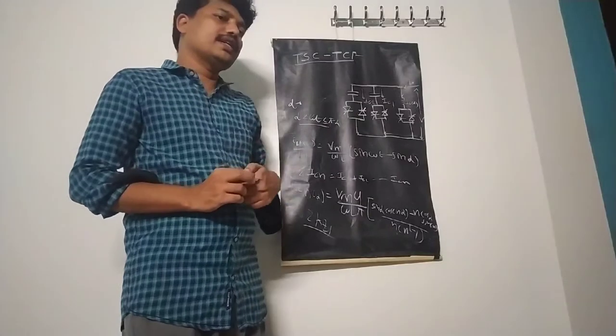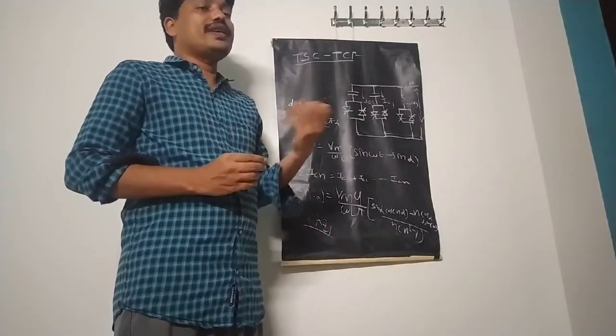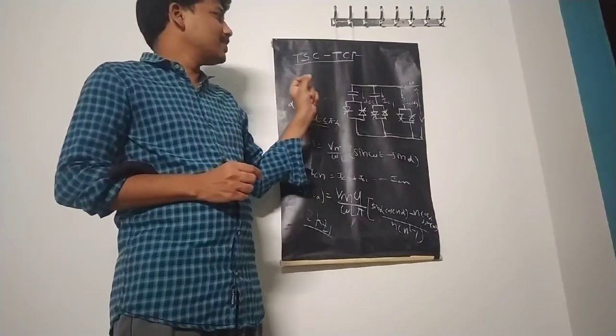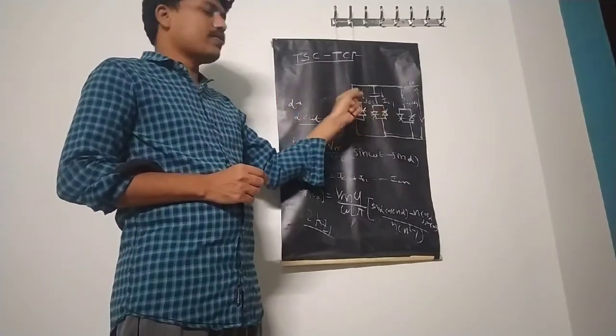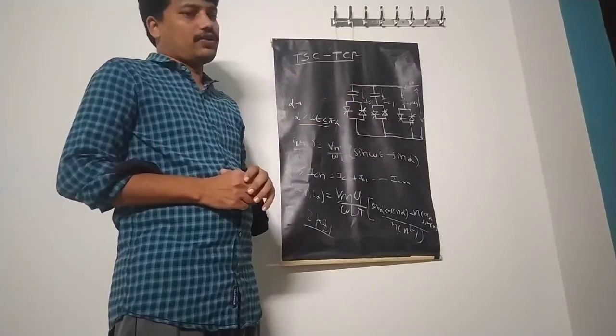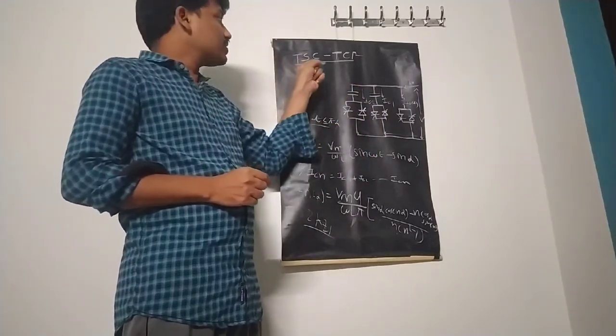And then my question is, how many TSCs are required in a particular operation? What parameter decides the number of TSC branches, whether it's 2 or 3 or 4 or so on, n? And one more important point is about the TSC-TCR.